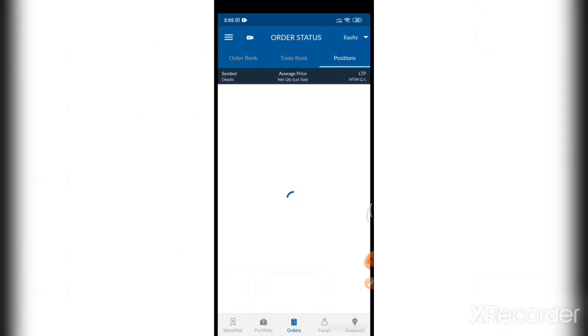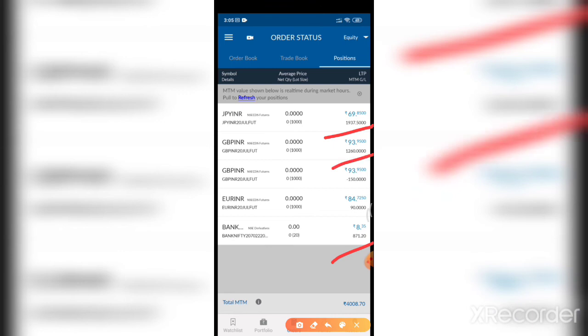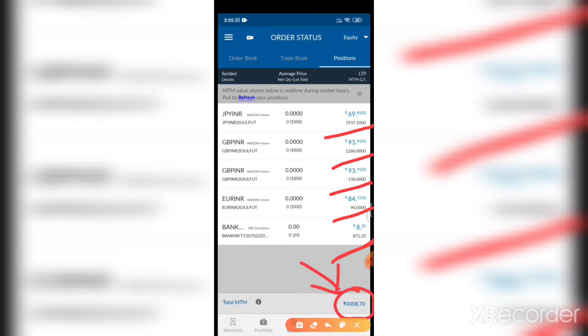As you can see here, all the positions are in front of you, my friends. We got the profit of 871 in Bank Nifty within just a few seconds, and in currency, that is forex, JPY gave near about 2000 rupees, GBP gave near about 1260, and there are some small profits also, and there is some loss also, but we got another bonus from Bank Nifty, 871, and total MTM, as you can see here, 4008. This is the intraday profit, my friends.